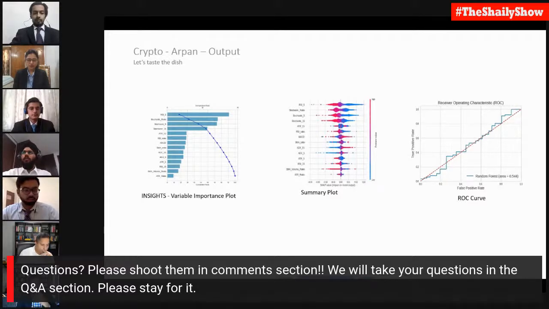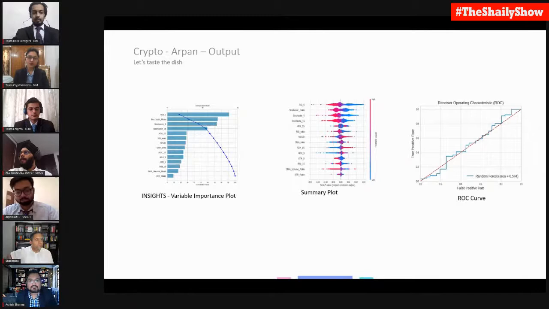The next one is my ROC curve, which can be used as a classification metric for binary classification algorithms. Can move to the next slide.